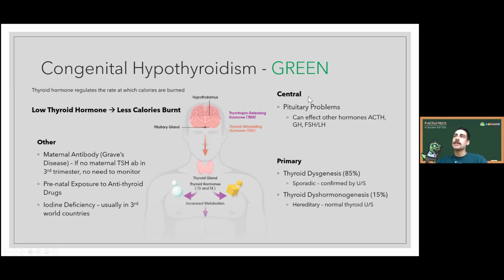Other causes could be central, so from your pituitary gland, but you would also be affecting your other hormones usually. So your sort of GP flat hormones, so growth hormone, prolactin, FSH, LH, ACTH. And you've got your other causes, which usually don't occur in Australia and are quite monitored closely in obstetrics as well. So you're unlikely to get those causing congenital hypothyroidism.